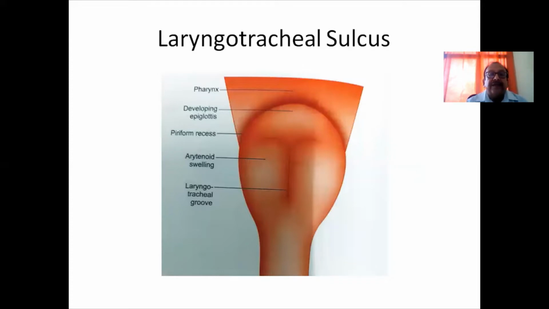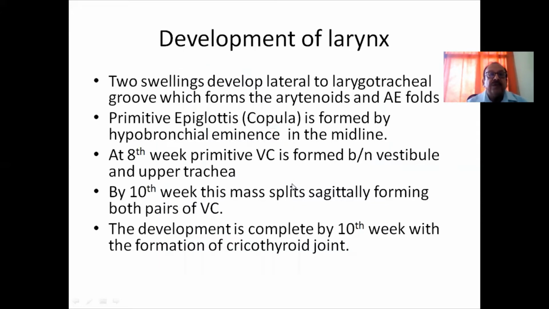Now the laryngotracheal sulcus is formed. This is the pharynx. This is the developing epiglottis. This will be the piriform recess. This is the bulge of the arytenoid swellings on both sides, and this is the laryngotracheal groove. Now, as we talk about development of larynx, two swellings develop lateral to laryngotracheal groove, which forms the arytenoids and epiglottic folds. Primitive epiglottis of copula is formed by hypobranchial eminence in the midline.